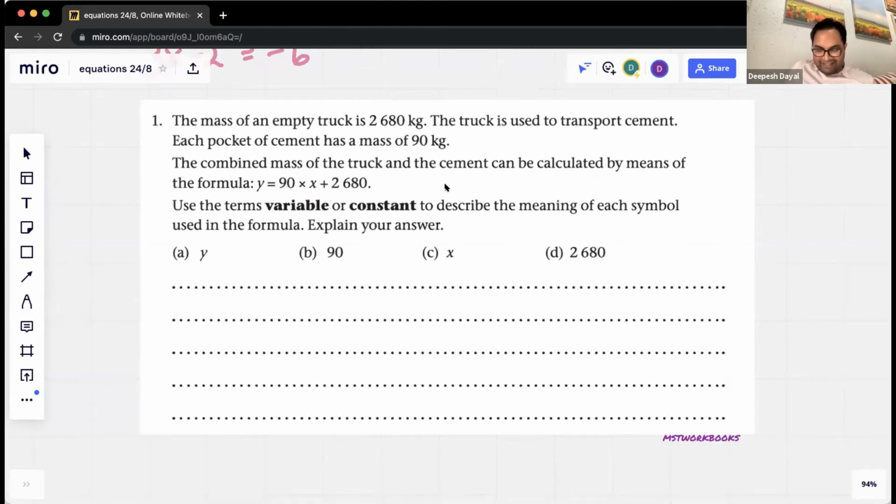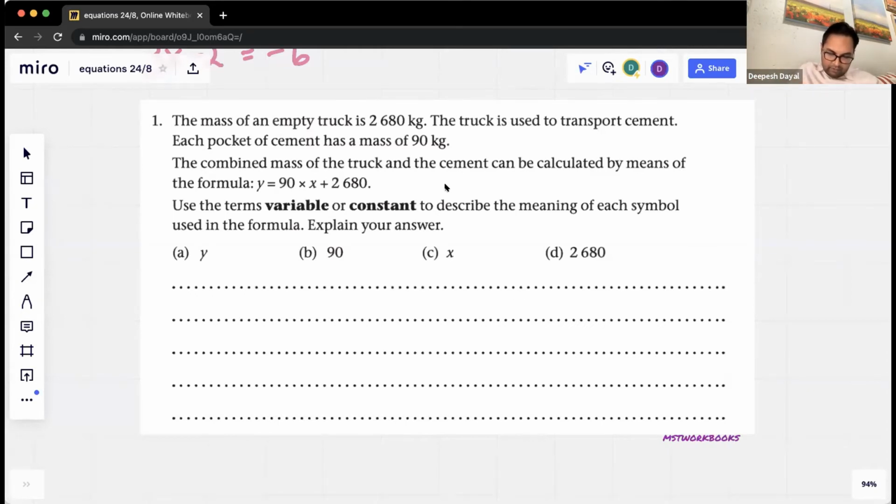Yes, stop. So it's just the combined mass of the truck and cement. And it says "can be calculated by means of the equation." So isn't it the combined mass of the truck and cement? Do you agree, Cananello? Yes, sir, it is. So y is a variable, and the variable represents the combined mass of the truck and cement, right? Let's write that down.